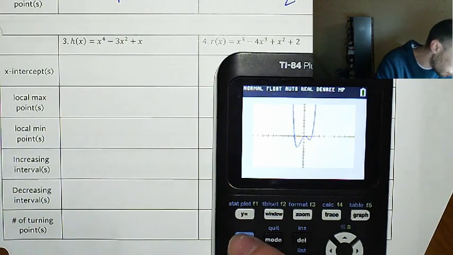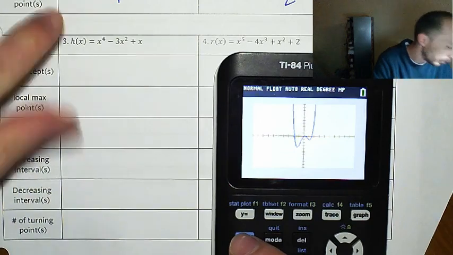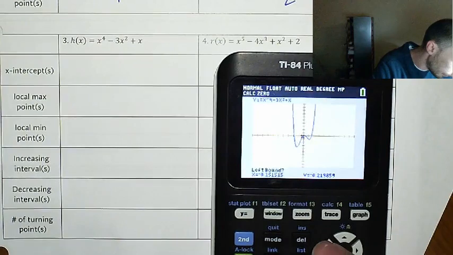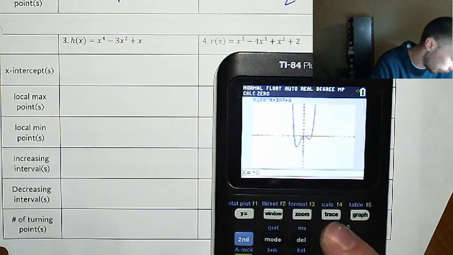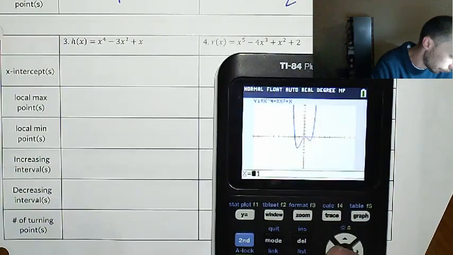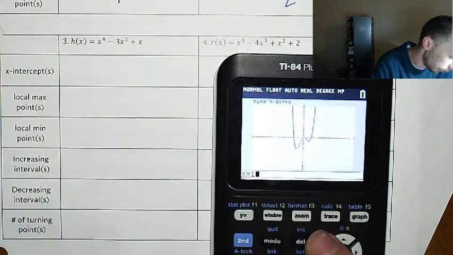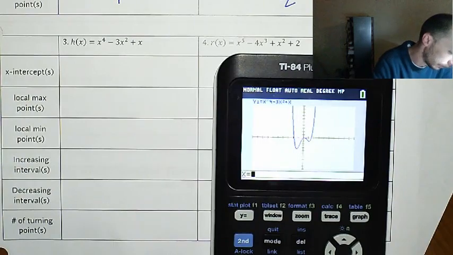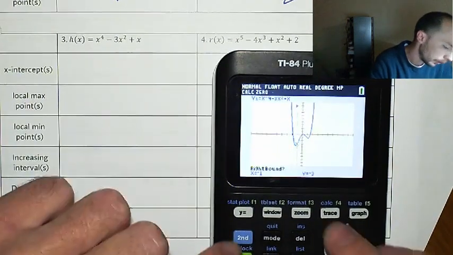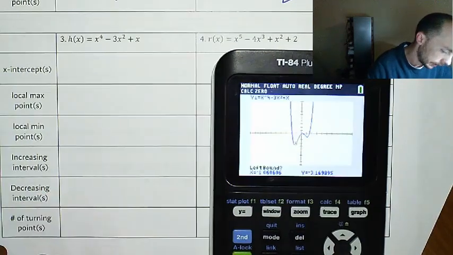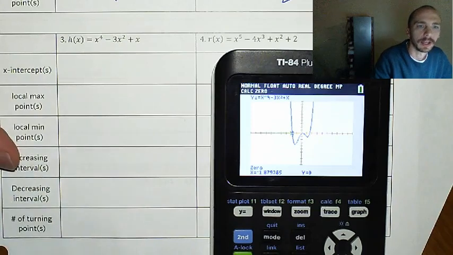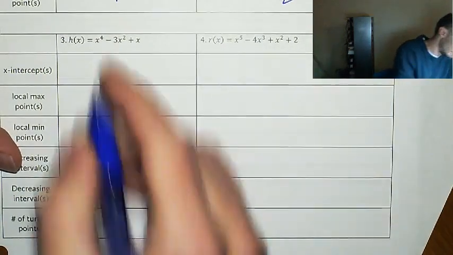Okay, but the x-intercepts, I can see that there's one at x equals 0, which makes sense based on the formula. I'm going to calculate the zero over here. It looks like it's at about -2, so it's between -3 and -1. Whoops, we're going to have to start that over. -3 to -1. There we go. X equals -1.879.